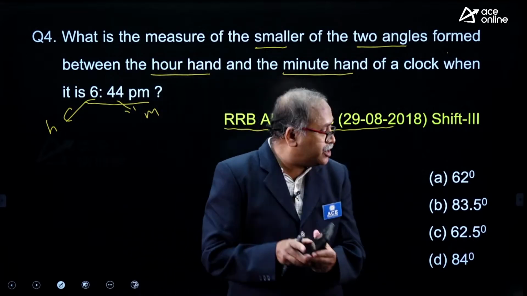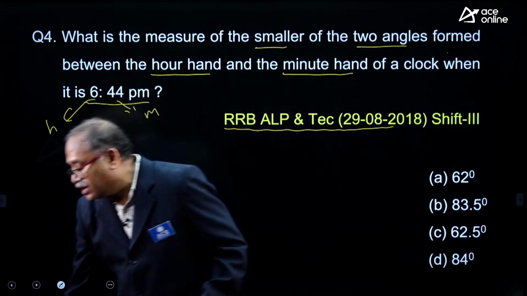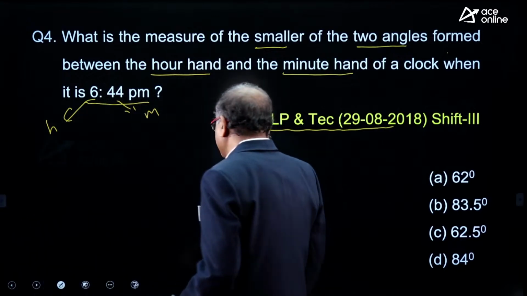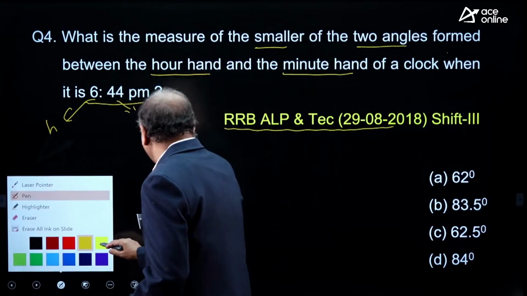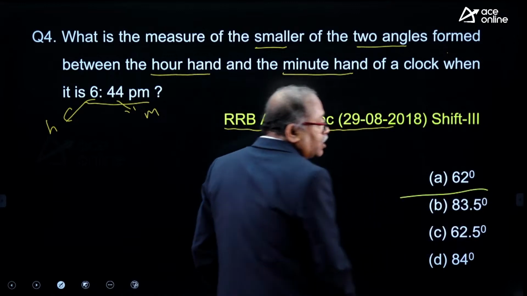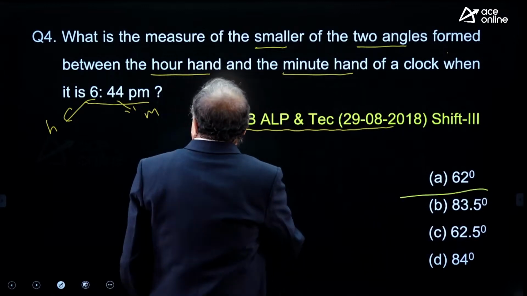Raman Kumar, 62 degrees. I forgot to put the options over here, I am extremely sorry. You are saying 62, option A. Let's answer the question here.